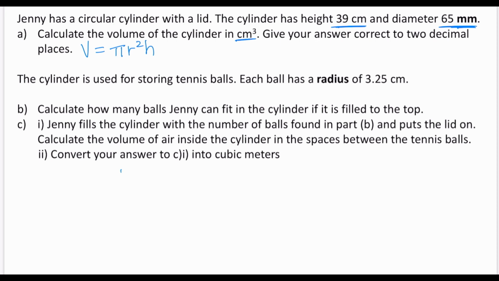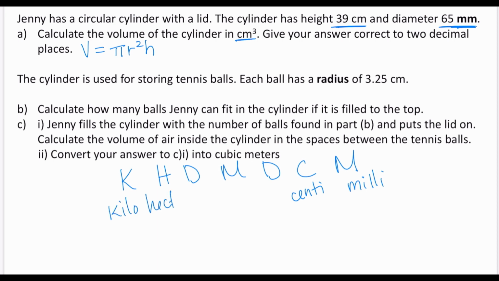So I don't know if you've ever heard of King Henry died Monday drinking chocolate milk. I know it might seem a little silly. Here, this is centi and this is milli. So we have kilo, hecto, and deca. And this is your main unit, meter, liter, grams. It works for all of them. And this is deci. And the reason why we have this is because it helps us figure out which way to move the decimal point.